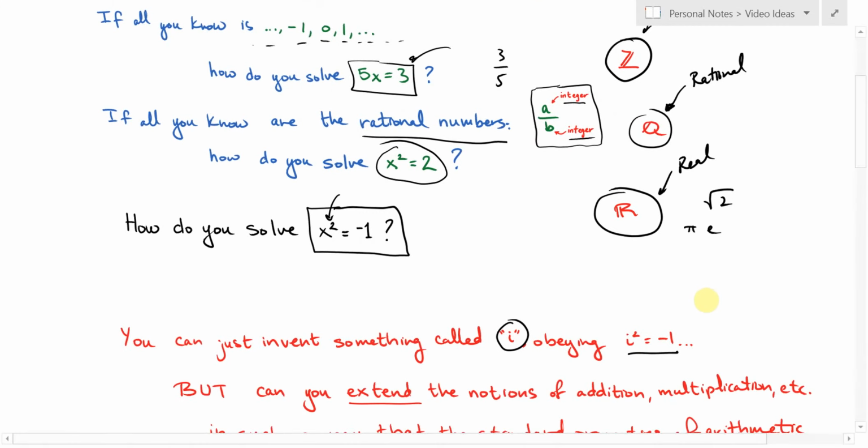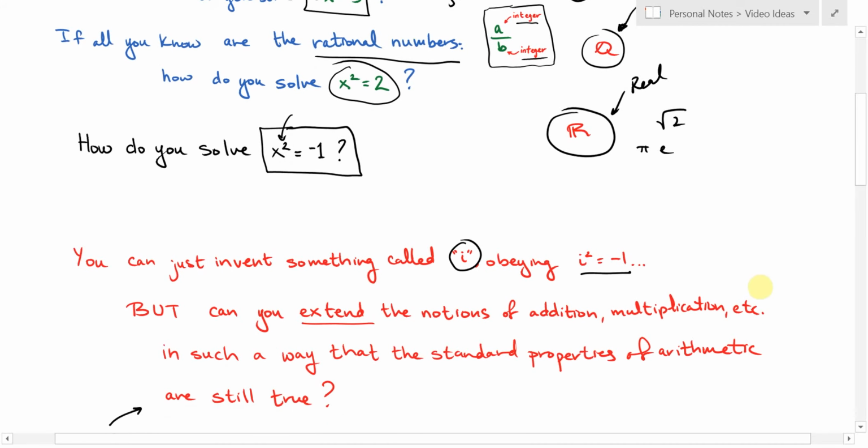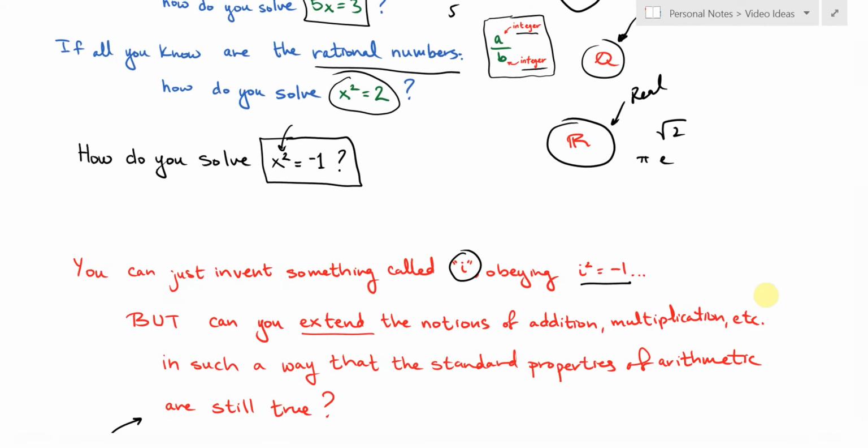And the answer is no, but let me explain exactly what's going on. In mathematics, you can define anything to be whatever you want it to be, honestly. You can invent something called i obeying i squared equals -1 if you like. But, and here's the real interesting question, can you extend the traditional notions of addition and multiplication and so forth, subtraction, division, and so on, in such a way that the standard properties of arithmetic are still true?